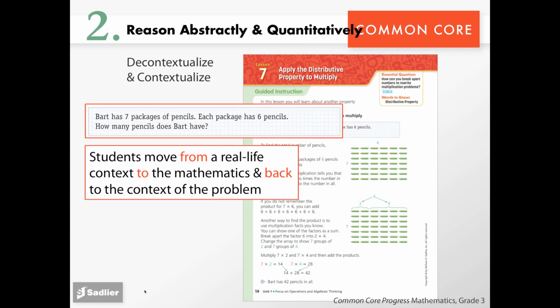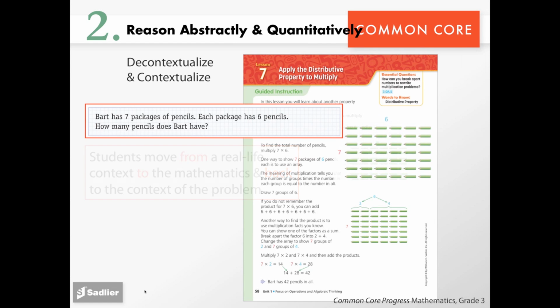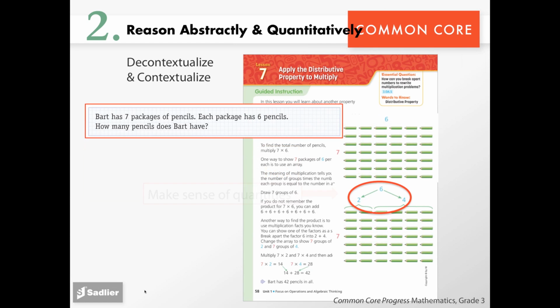Number 2 is reason abstractly and quantitatively. And here's where you'll find language in the Common Core about decontextualizing and contextualizing. Here's where we want students to be able to move from a real-life situation to the mathematics and back to the context of the problem. So what I mean by that is, here, for example, we are talking about pencils and the distributive property. And we need students to be able to make sense of the quantities in the problem.